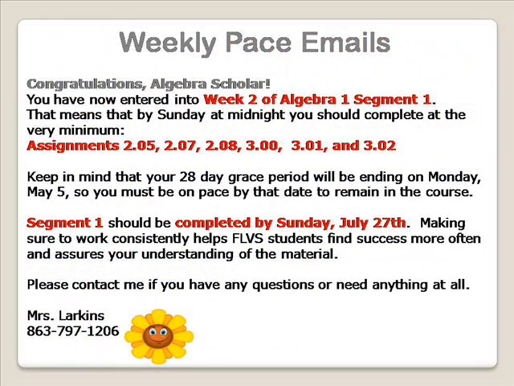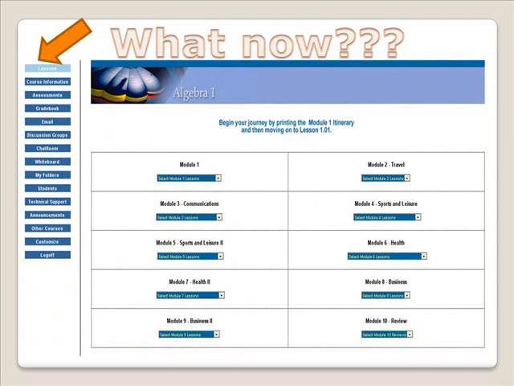This is an example of a weekly PACE email. This student is in his second week of segment 1 and should have all assignments from 2.05 through 3.02 completed by Sunday at midnight. This email tells him exactly what must be completed that week, as well as the date that he should have all of the segment 1 completed.